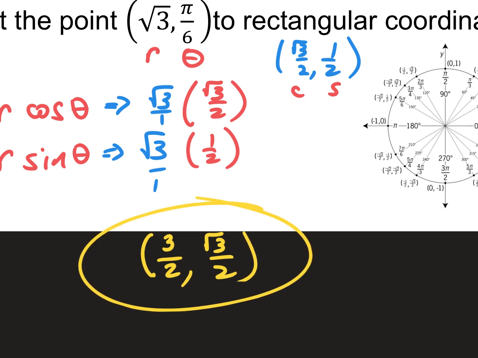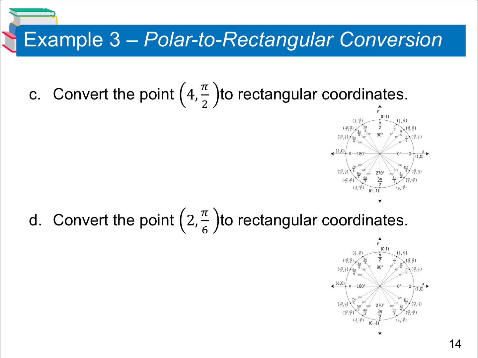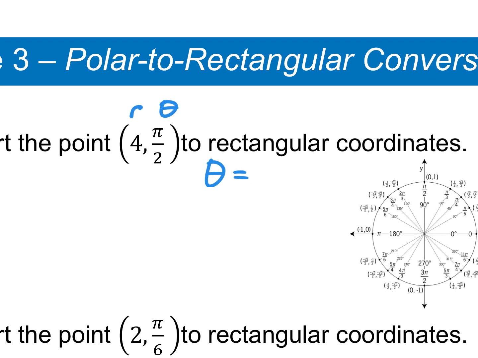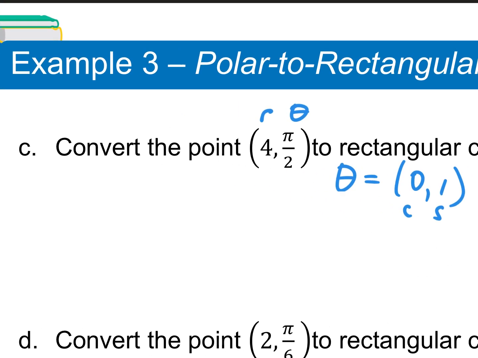Perfect. Is this like, oh my gosh, this is so hard? No, this is easy. A second ago, you guys would have no idea what I was talking about, but it's really not difficult, I promise. Let's do some more. All right, what did they give us? They gave me my r value of 4 and then theta. They told me this angle to look at. If you want to go ahead and say what the ordered pair is at theta, perfectly fine. What's the ordered pair at pi over 2? (0, 1). Okay, that's my cosine, that's my sine.